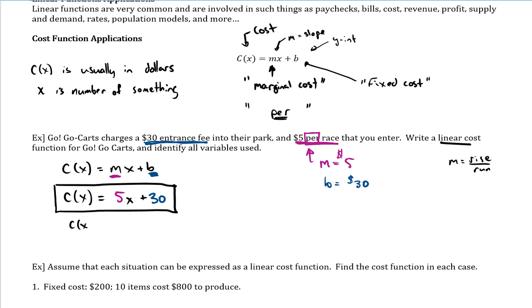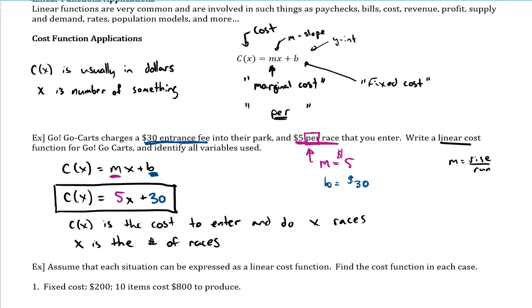They did say identify all variables used. So C of x is the cost to enter and do x races, whereas x is the number of races we would want to do. That's what those variables mean in this problem.